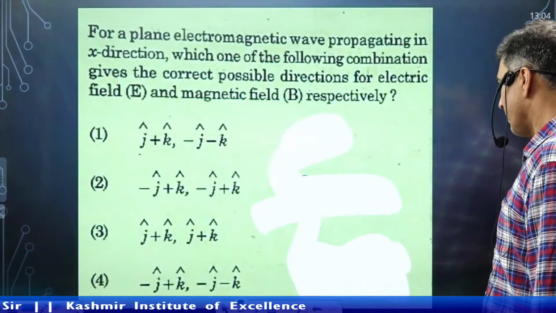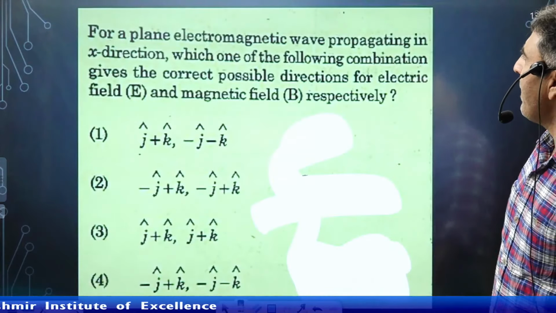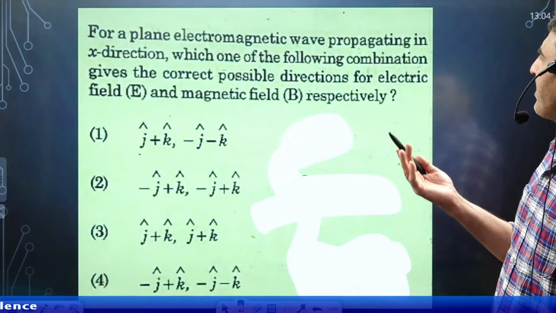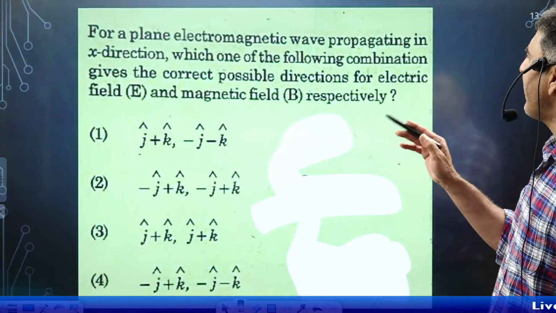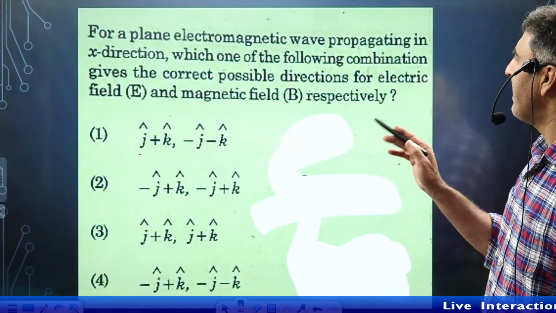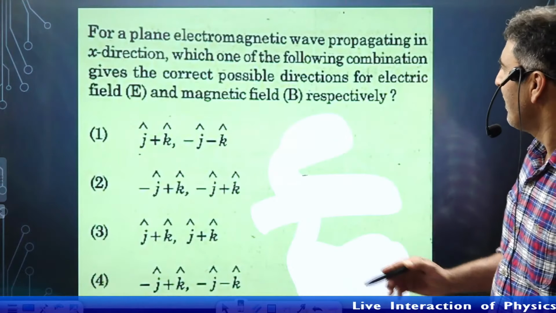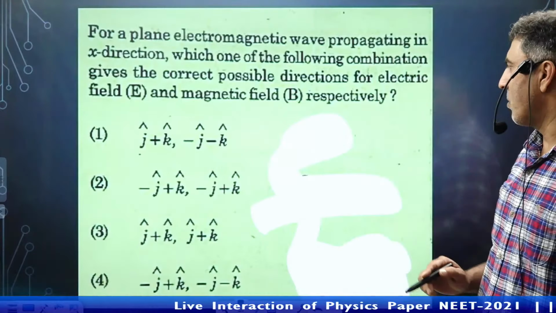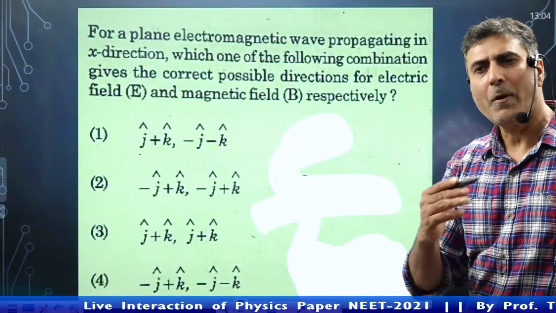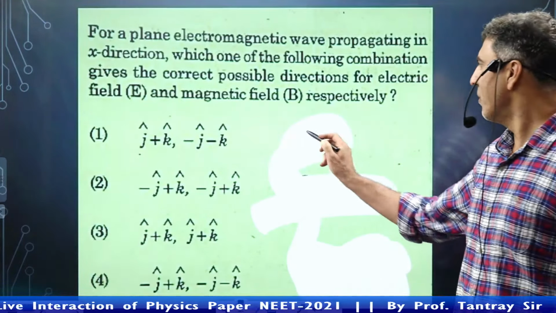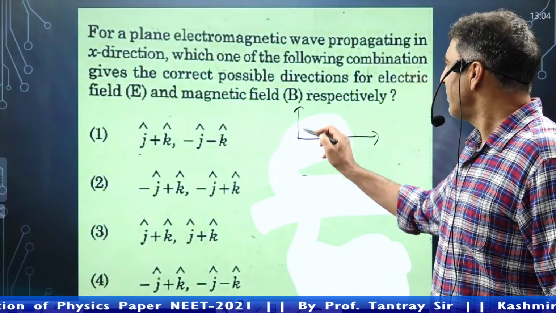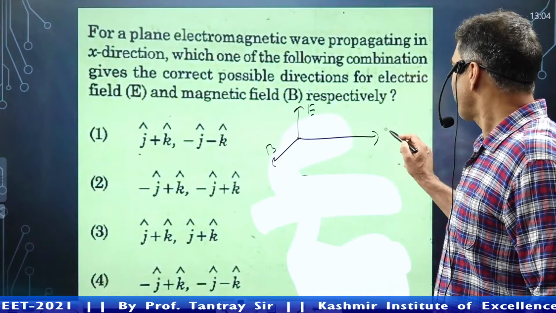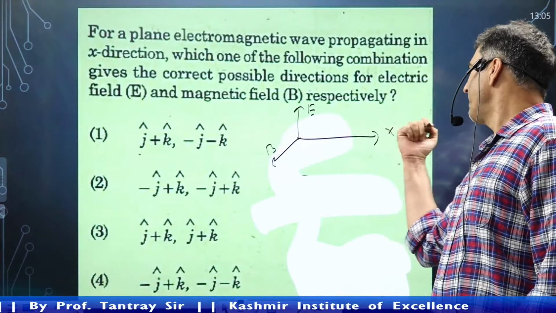Another question. Now, for a plane electromagnetic wave propagating in x direction, which one of the following combinations gives the correct possible directions of electric field and magnetic field? First is the electric field, second is the magnetic field. Which one is the correct answer? So about electromagnetic waves, what we know? It is the direction, it is electric field, it is magnetic field. E cross B should be X.